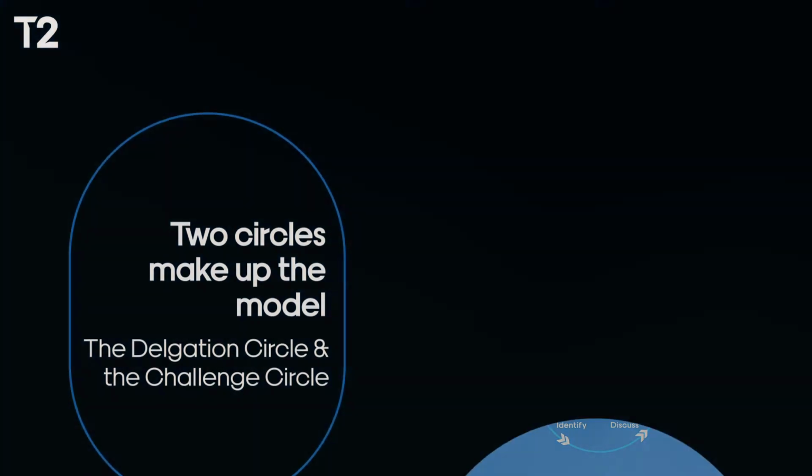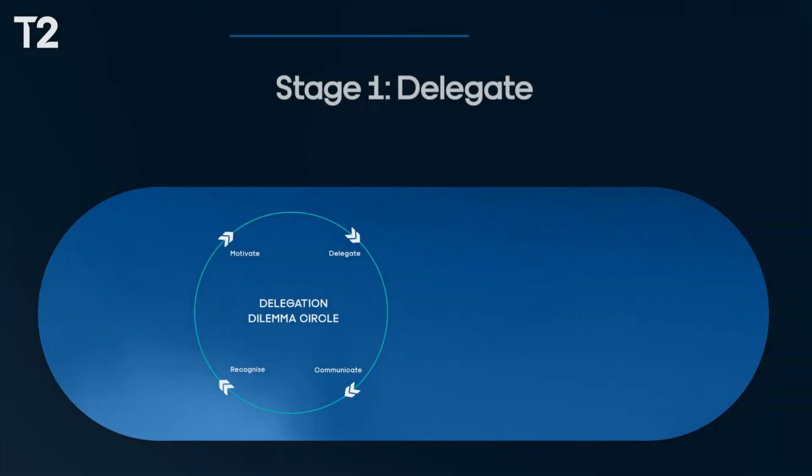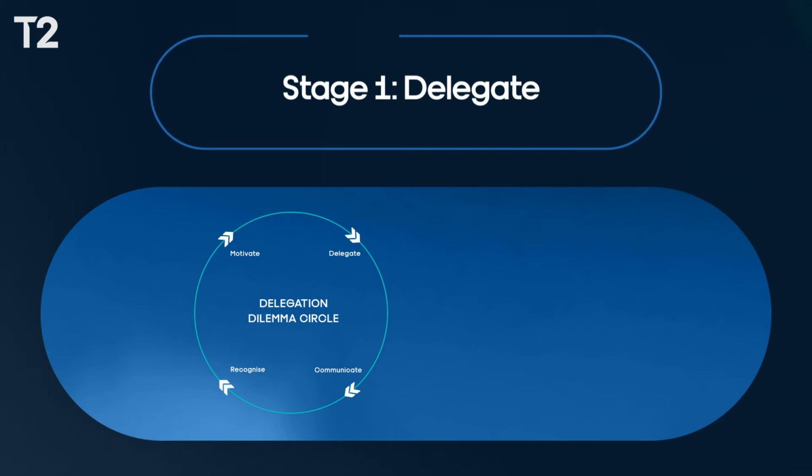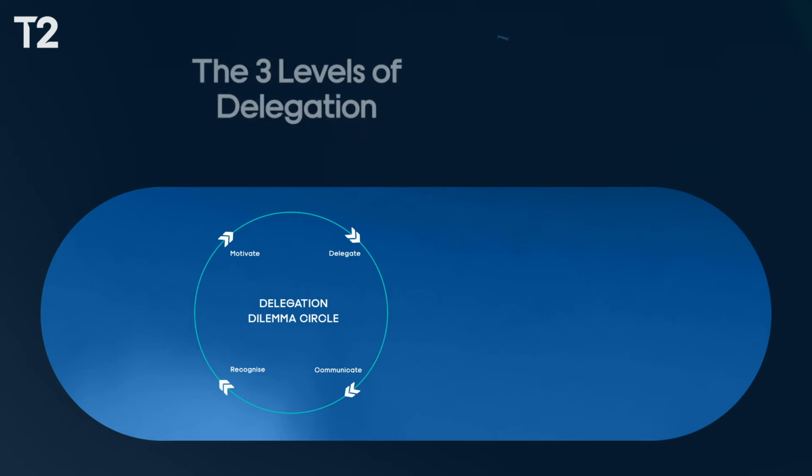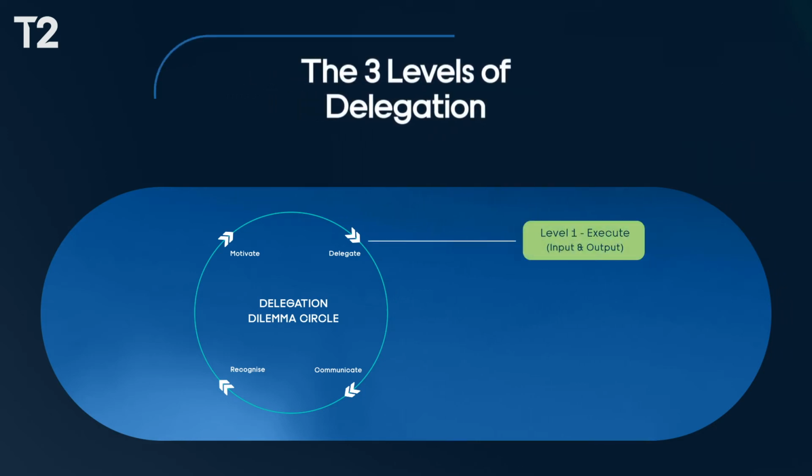Let's start with the Delegation Circle. The first stage of the Delegation Circle is of course to delegate. There are 3 levels of delegation. The first level is to execute. This involves the leader asking the receiver to complete a task in a certain way with the aim of achieving a certain outcome.